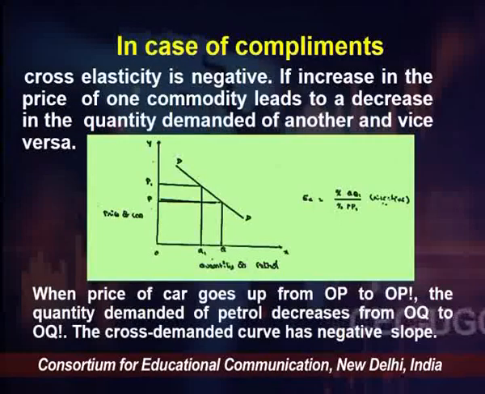Now in case of complementary goods, things become opposite, because it will be downward sloping. Why? Because if the price of one commodity increases, then demand for the other commodity goes down. For example, car and petrol. If the price of petrol increases, then demand for cars which run on petrol will go down. So in case of complementary goods, there is an inverse relationship and the slope will be downward sloping.